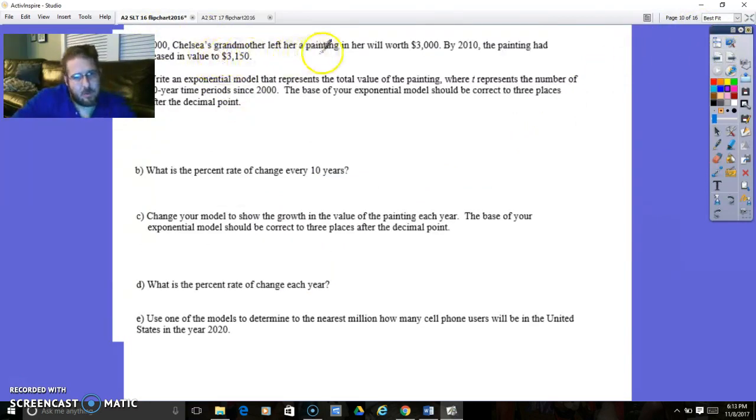In 2000, Chelsea's grandmother left her a painting worth $3,000. Okay, so we need to set our x and set our y. We're going to let x represent the amount of decades, because that's what it says right here. And we're going to let y represent the total value of the painting. I would first have to find the rate, because it looks like they only gave us a starting point and then a later value. So in 2000 it was $3,000, and 2010 would be 1 decade later. It was $3,150. So the first thing I need to do is find the rate.